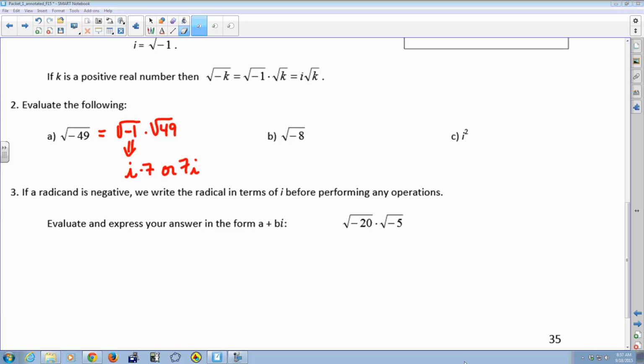So let's take a look at the square root of -8. Anybody want to help me with how I might start it?